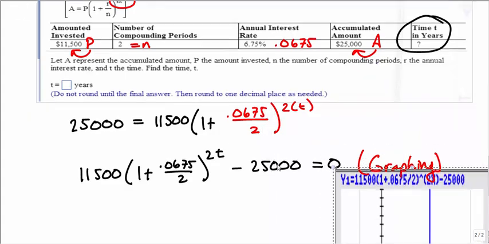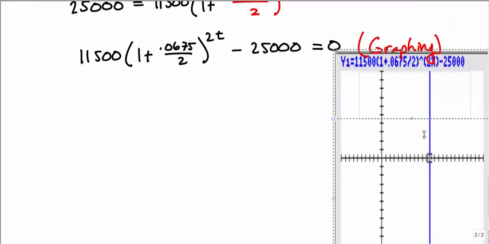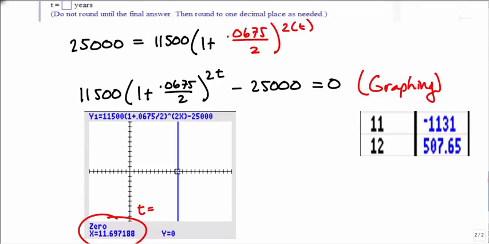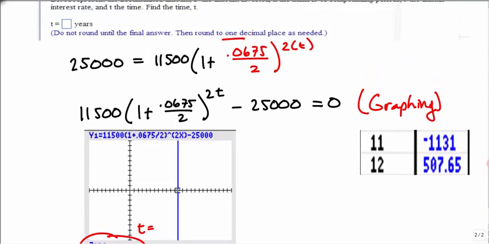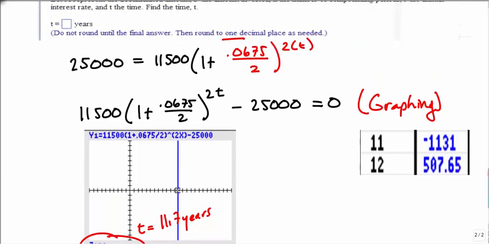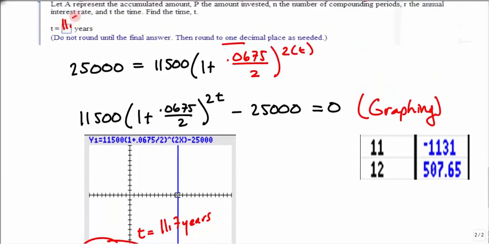Graphing makes these really easy, and of course we're going to solve them by hand as well. But now I know what I'm shooting for in my solution. So t equals, now up in the directions it said round to 1 decimal place. If I round this to 1 decimal place, I'd have 11.7 years because the 9 would round the 6 up. So this would be my solution that goes here, 11.7 years.